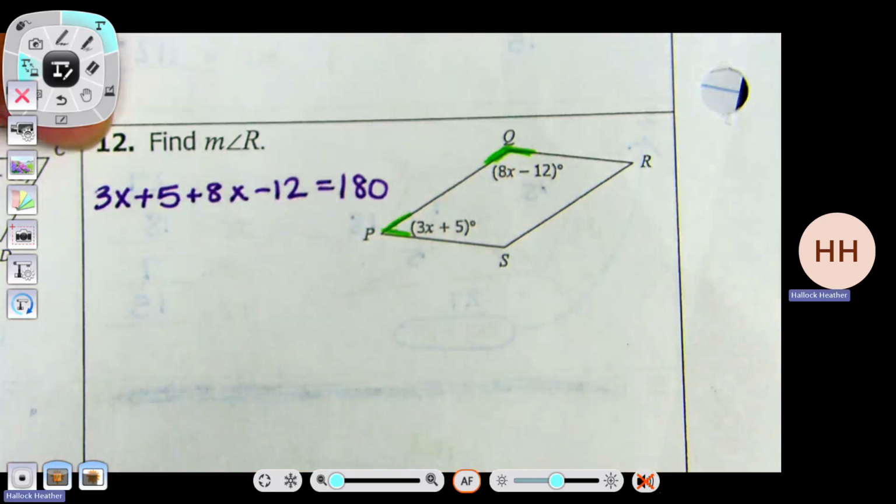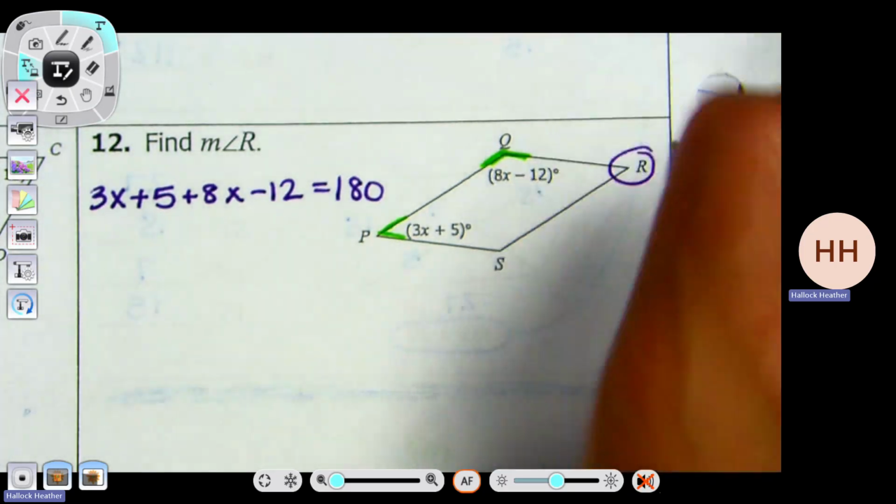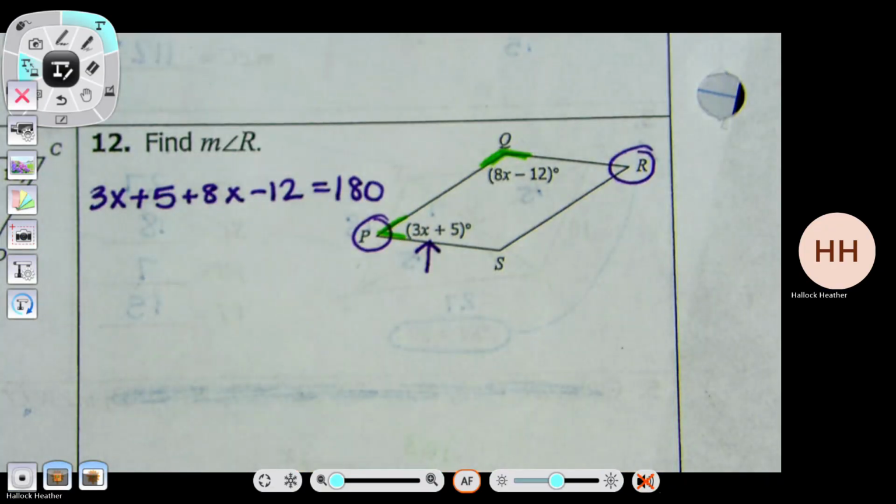And then you do need to plug it back in to find angle R. So which one would you plug it into to find R? P, because P is the same as R, because opposite angles are congruent. So R technically matches P, so you should plug it into P. You should have 11x minus 7 equals 180.